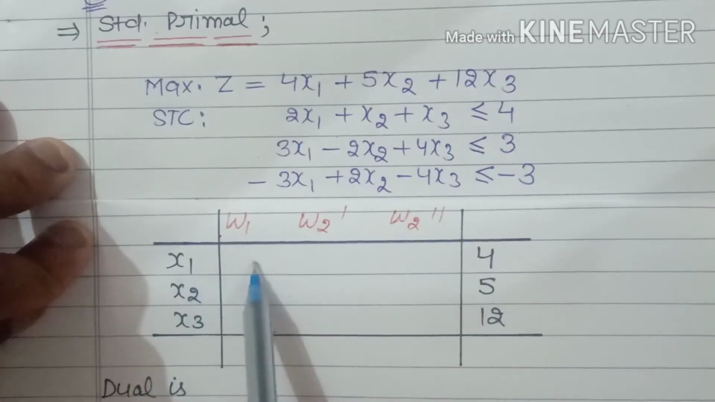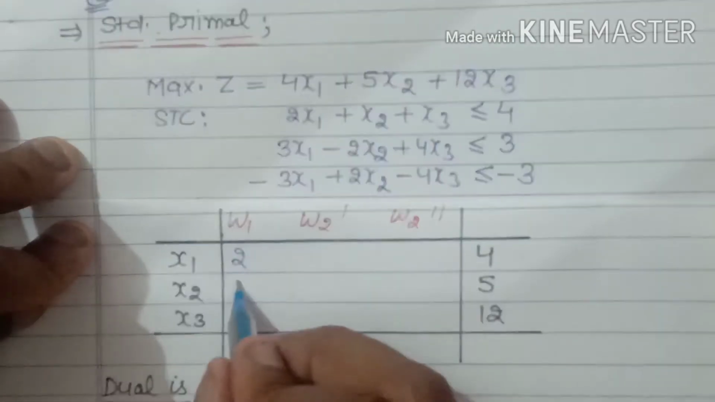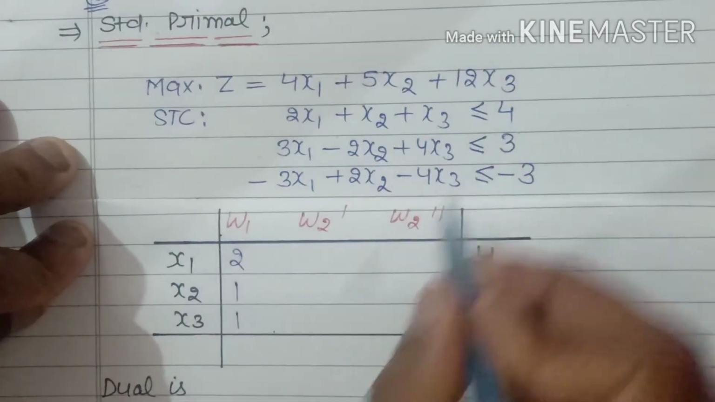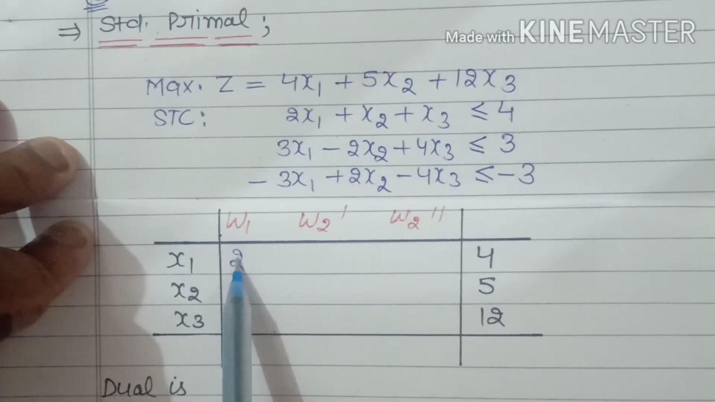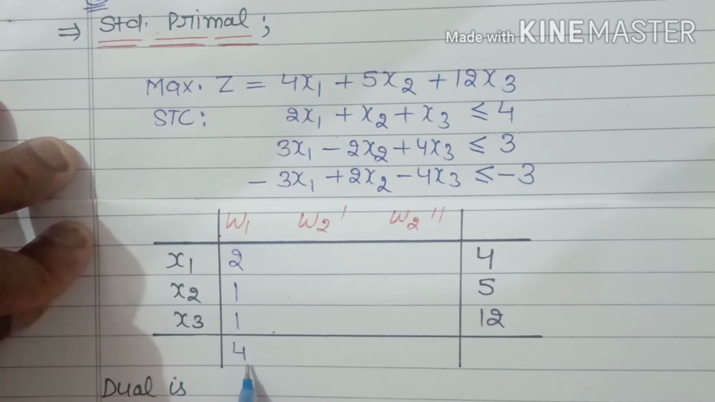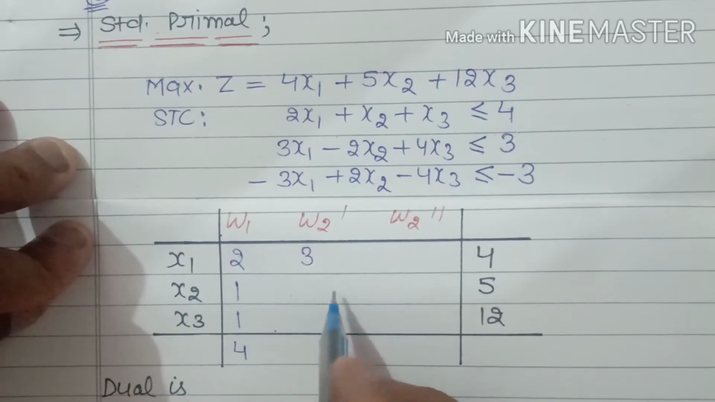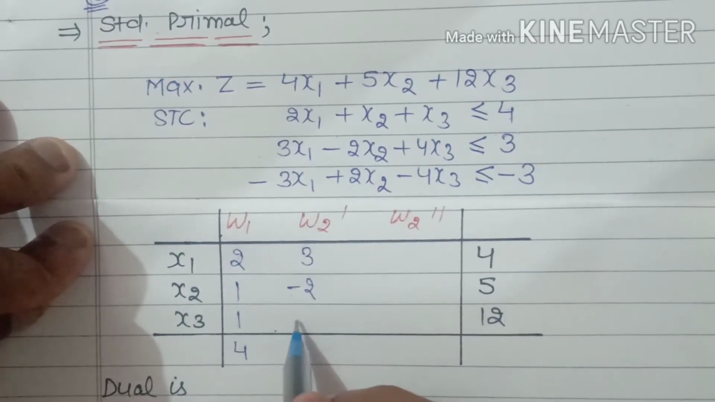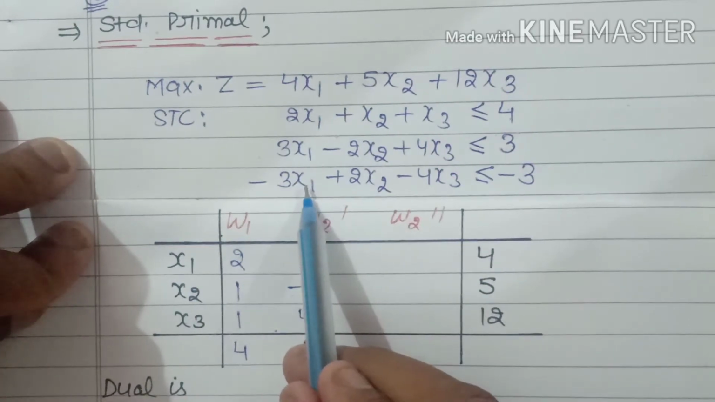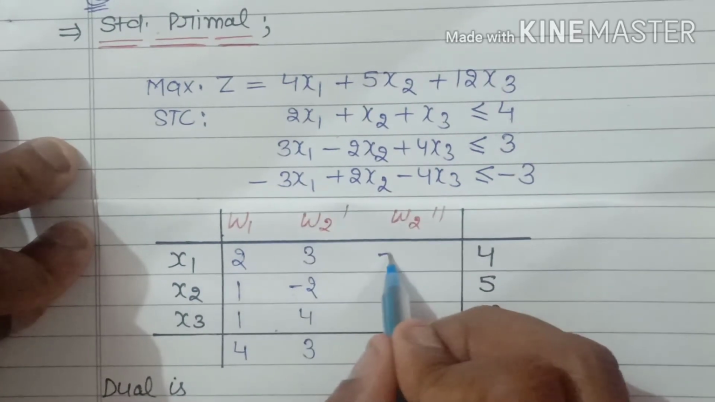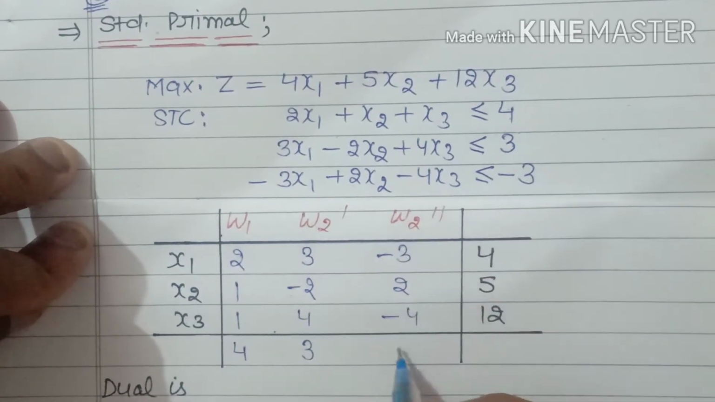Now here for row 1, the coefficient of x1 is 2, the coefficient of x2 is 1, the coefficient of x3 is 1, and the right hand side element is 4. You will see that this row has been converted into a column as we have to form the dual. Again for the second row, the coefficient of x1 is 3, for x2 it is minus 2, and for x3 it is 4, and the right hand side element is 3. Now for the third row, the coefficient of x1 is minus 3, for x2 it is 2, for x3 it is minus 4, and the right hand side element is minus 3.